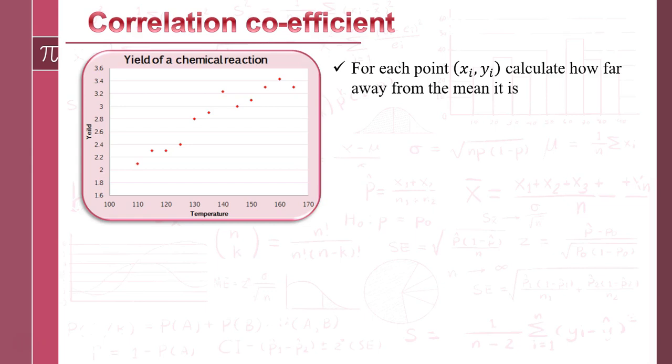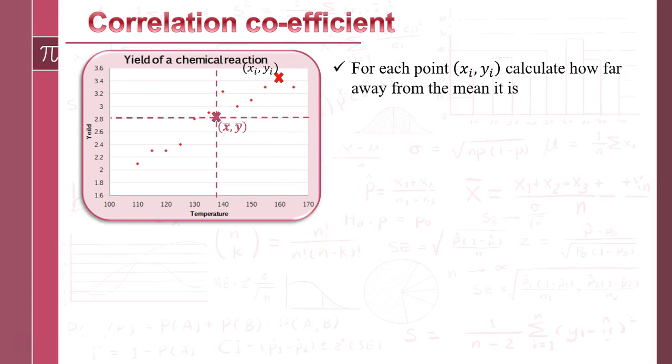So what I'm going to do is, for each data point I've got in the graph there, calculate how far away from the mean it is. So we've got some point there, I'm going to pick that one there, and we do a calculation. We average the x values and we get x bar, average the y values, we get y bar, so we get this point here that is our average point.